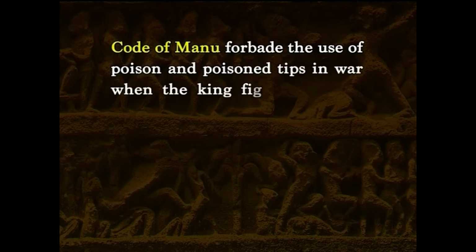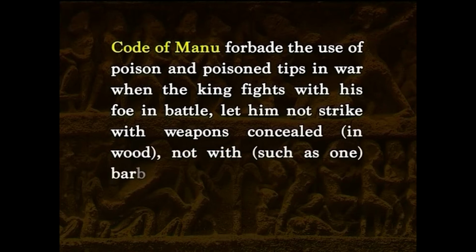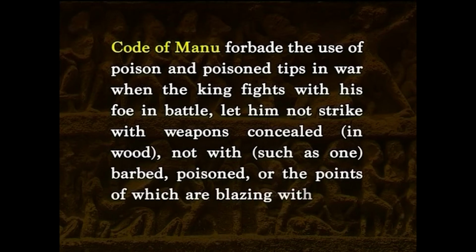When the king fights with his foe in battle, let him not strike with weapons concealed in wood, nor with such as are barbed, poisoned, or the points of which are blazing with fire. Buddhayana also prohibited the use of barbed or poisoned weapons in war. Remarkably, the prohibition of the use of poison in the Code of Manu also entered into codes of ancient Greeks and Romans, as well as that of medieval writers.